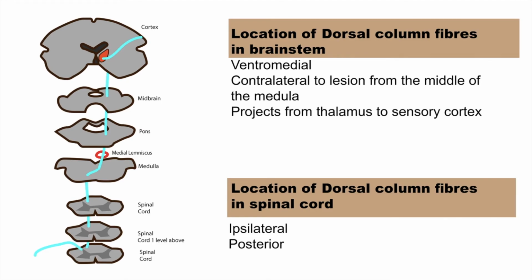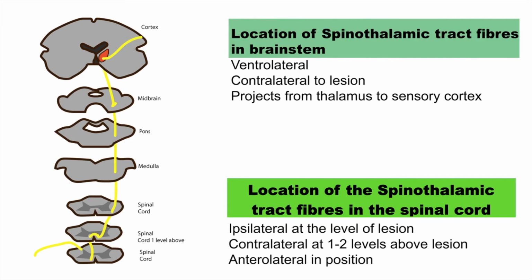The location of dorsal column fibers in the brainstem is ventromedial, contralateral to the lesion from the middle of the medulla, and it projects from the thalamus to the sensory cortex. The location of the dorsal column fibers in the spinal cord is ipsilateral and posterior. The location of spinothalamic tract fibers in the brainstem is ventrolateral, contralateral to the lesion, and projects from the thalamus to the sensory cortex, while the location of the spinothalamic tract fibers in the spinal cord is ipsilateral at the level of the lesion, contralateral at 1 to 2 levels above the lesion, and anterolateral in position.